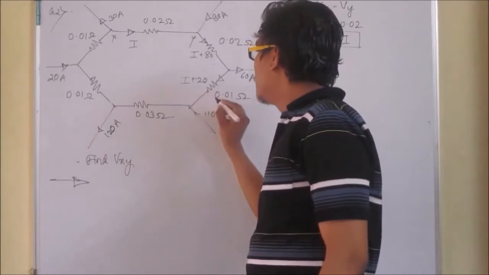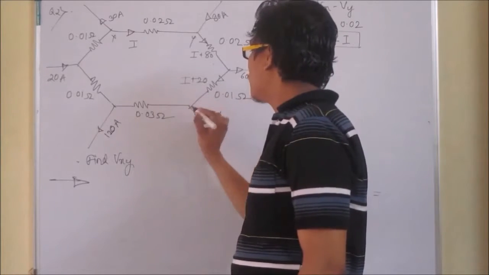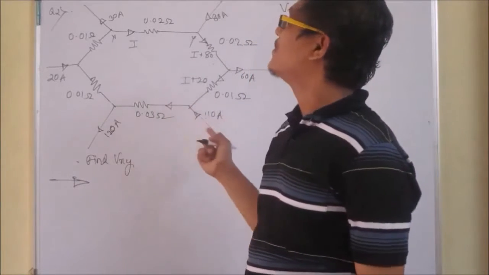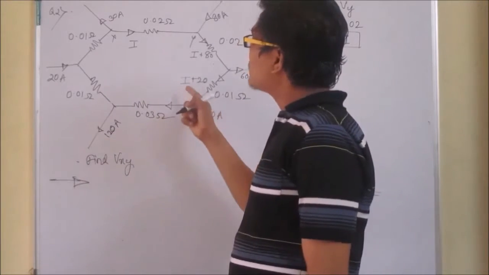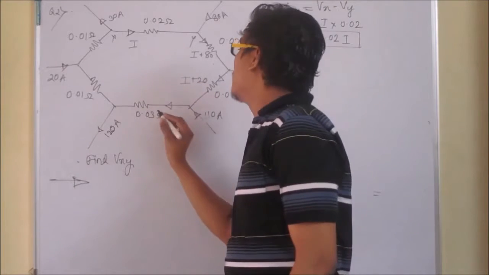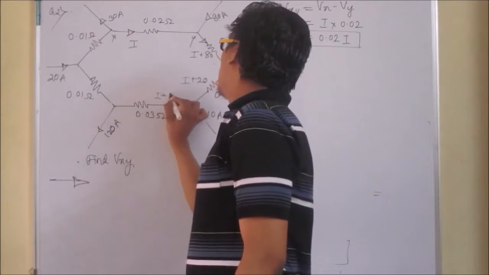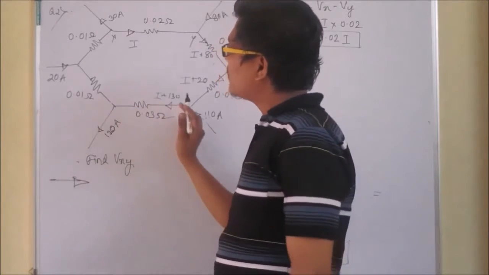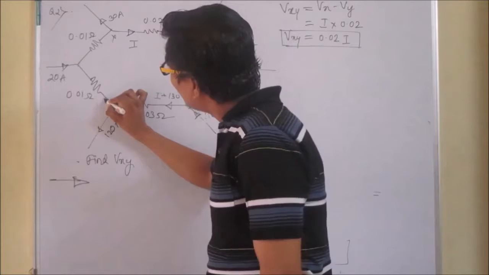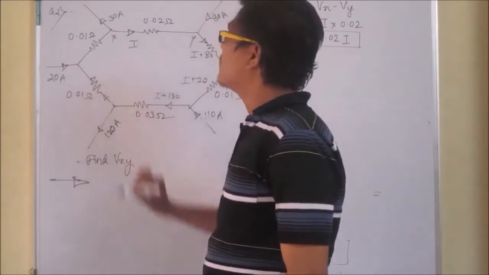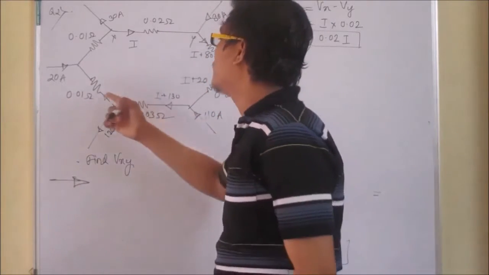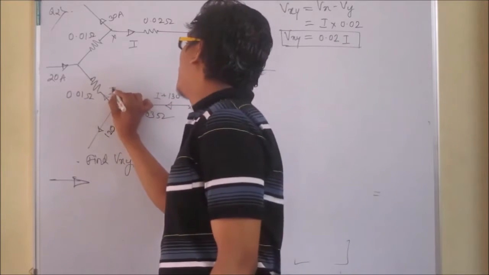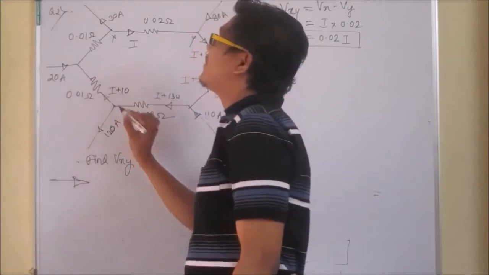Now I will assume two currents are going inside, so something should come outside, therefore I will assume the current as this here. 110 plus I plus 20, what is that? I plus 130. After this, out of I plus 130, 120 is going this way. I will assume that some current is going in this way. So the current through this branch will be I plus 130 minus 120, that is I plus 10.